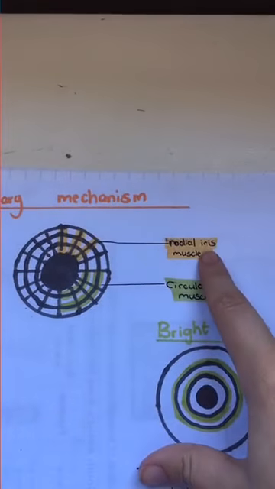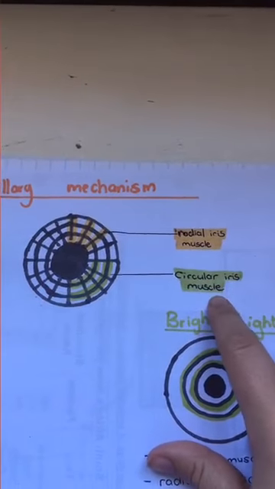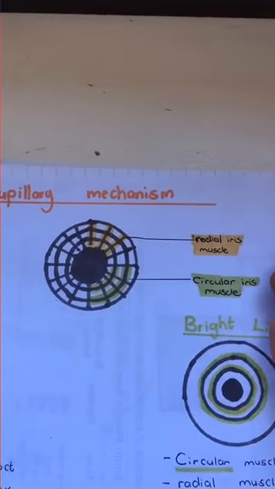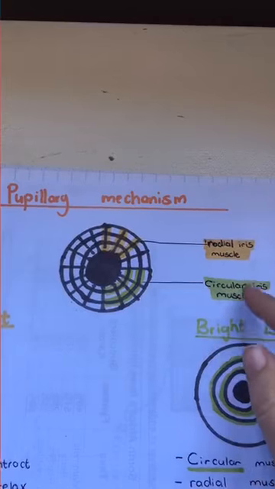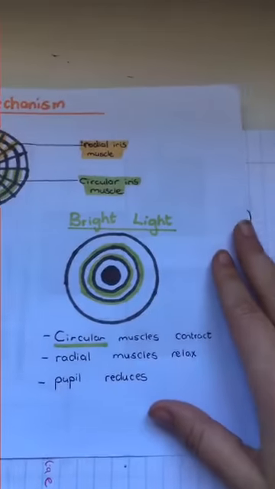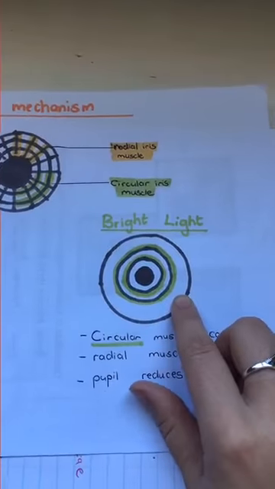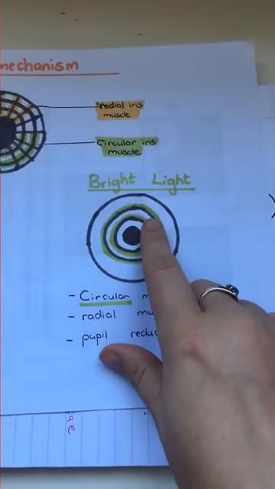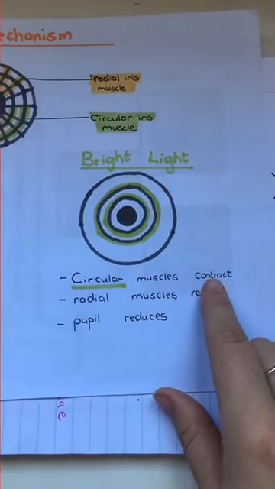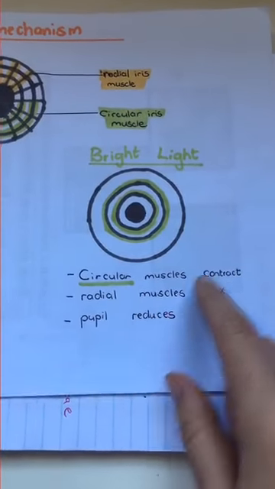Anyway, so the radial iris muscle and the circular muscle, these two are antagonistic of one another. And so what that means is they work in opposite. So when one contracts, the other relaxes. Okay, so let me show you what happens in bright light. You'll see that I'm only focusing on the circular muscles now. Okay, so in bright light, I'm sure you've noticed your pupil gets smaller. So the circular muscles contract, the radial muscles relax, and the pupil reduces. And that's how you get your marks.